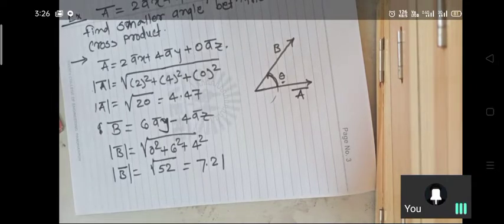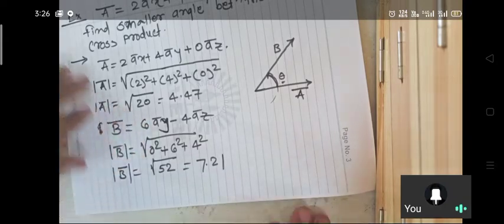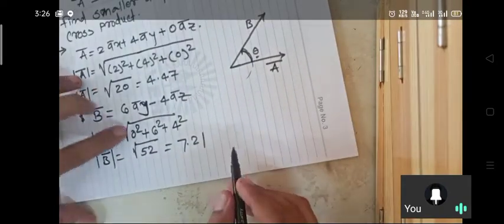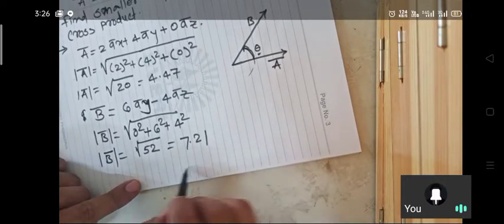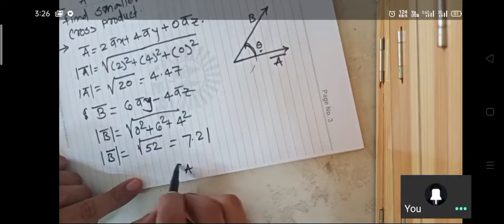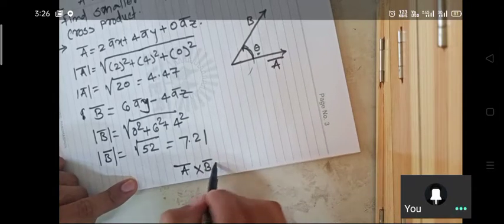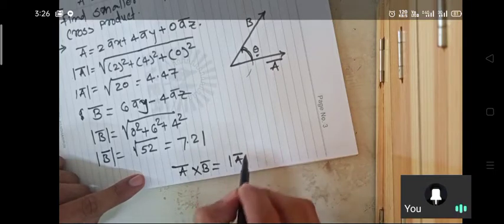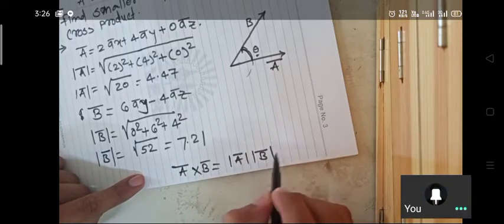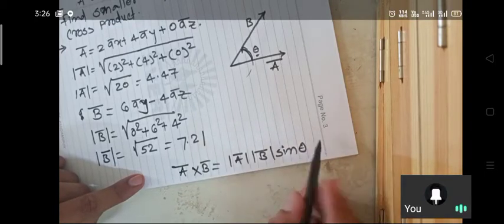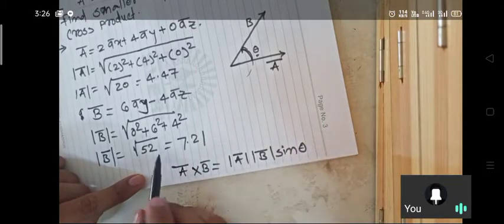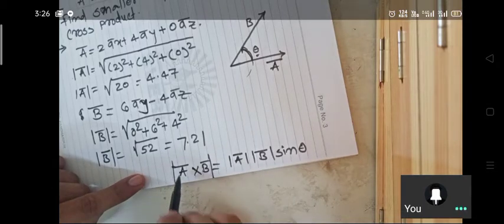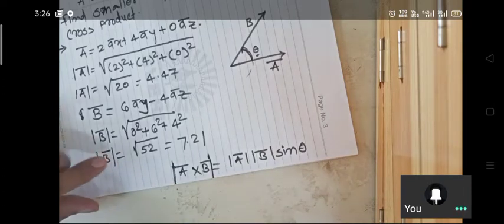You are getting this? So why are we finding this? Because we want to use the formula for the cross product, which is mod of a bar cross b bar is equal to mod of a bar into mod of b bar into sine theta. I'm not writing direction here, so I can take its modulus, right? You can ignore the direction since I have written this in mod.